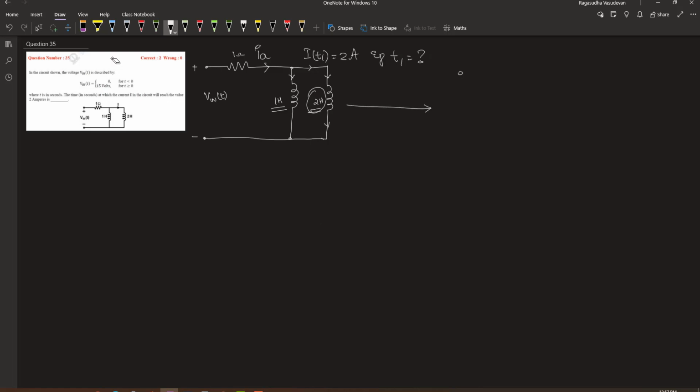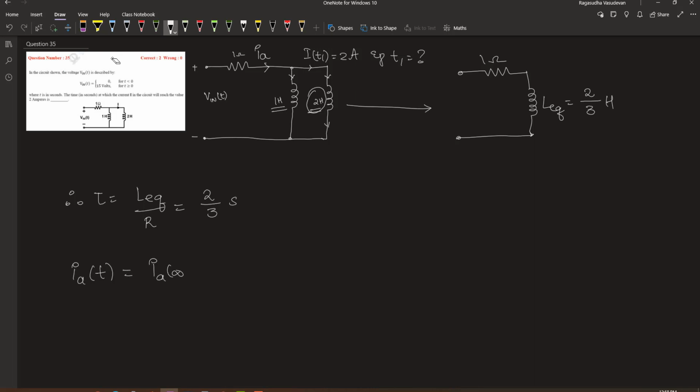So the equivalent network becomes 1 ohm in series with an equivalent inductance. The equivalent inductance is equal to 2 into 1 divided by 2 plus 1, which is 2 by 3 Henry. Therefore, the time constant of this network is equal to equivalent inductance divided by the resistance, which is 2 by 3 divided by 1, 2 by 3 seconds. IA of t is given by IA infinity plus IA 0 minus IA infinity into e to the power minus t divided by tau. Let's first find out the final current and the initial current of IA.